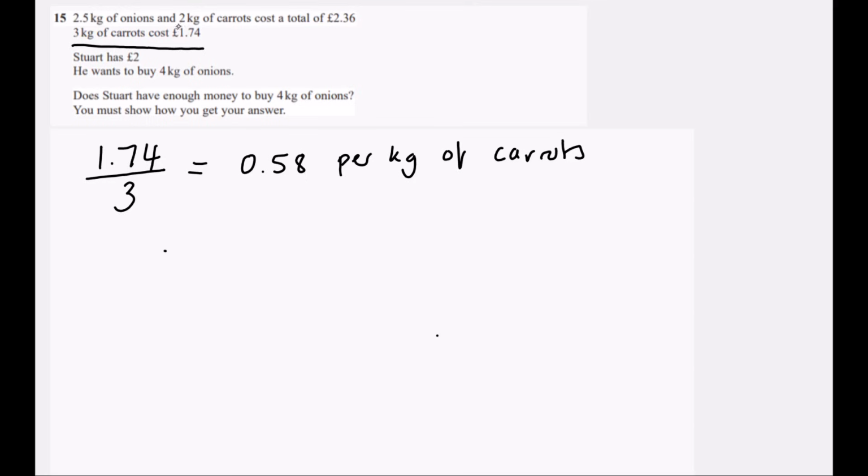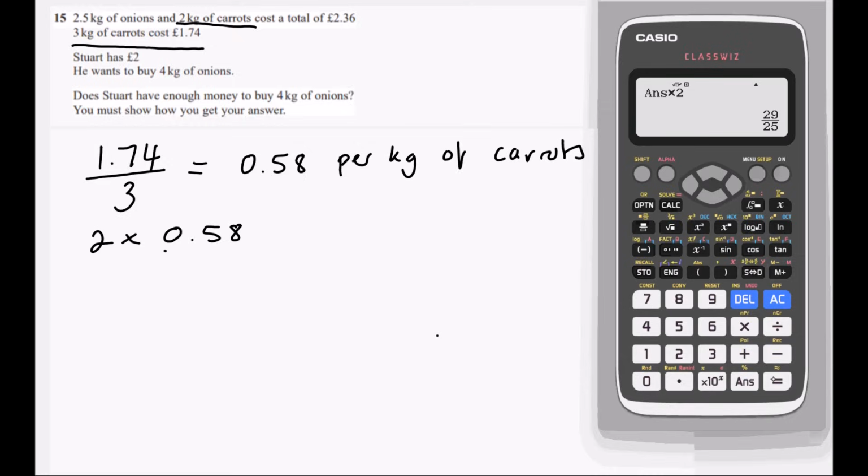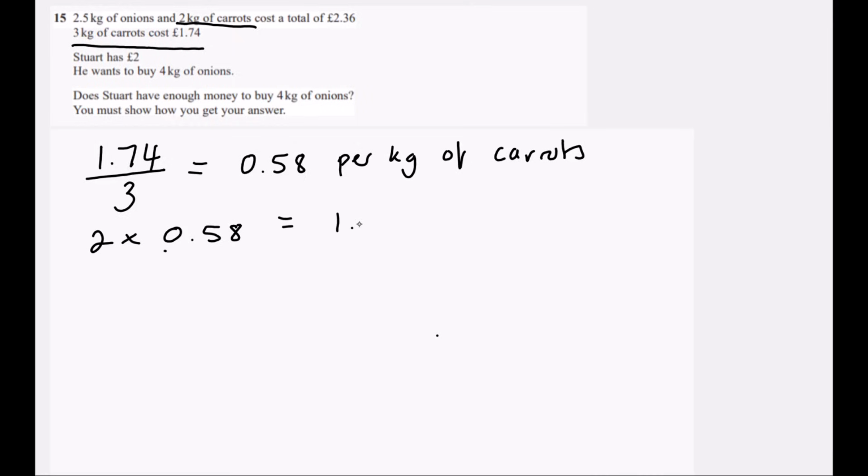We had 2 kilograms. So if we do 2 lots of 58p, that is £1.16. That's for 2 kilograms of carrots. So 2.5 kilograms of onions and 2 kilograms of carrots cost £2.36. So if we take away the 2 kilograms of carrots, because it was £1.16, we'll find out what 2.5 kilograms of onions cost.